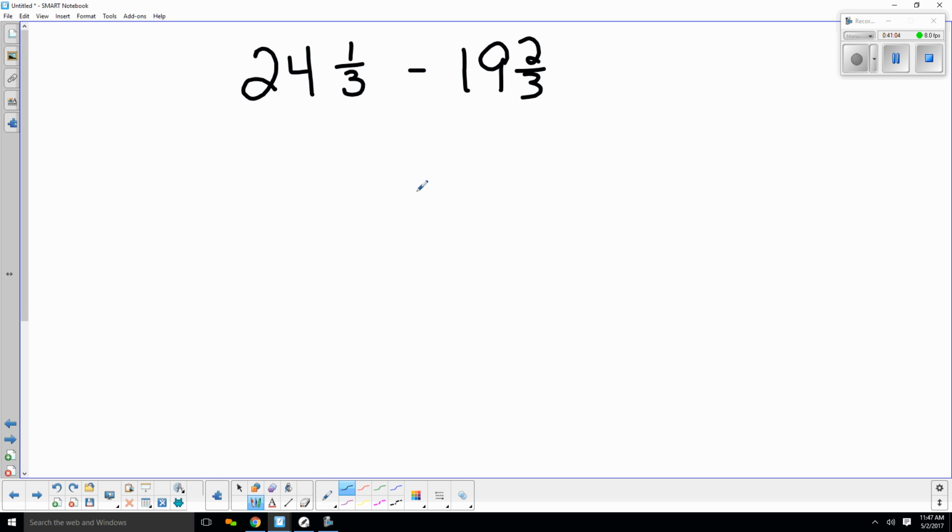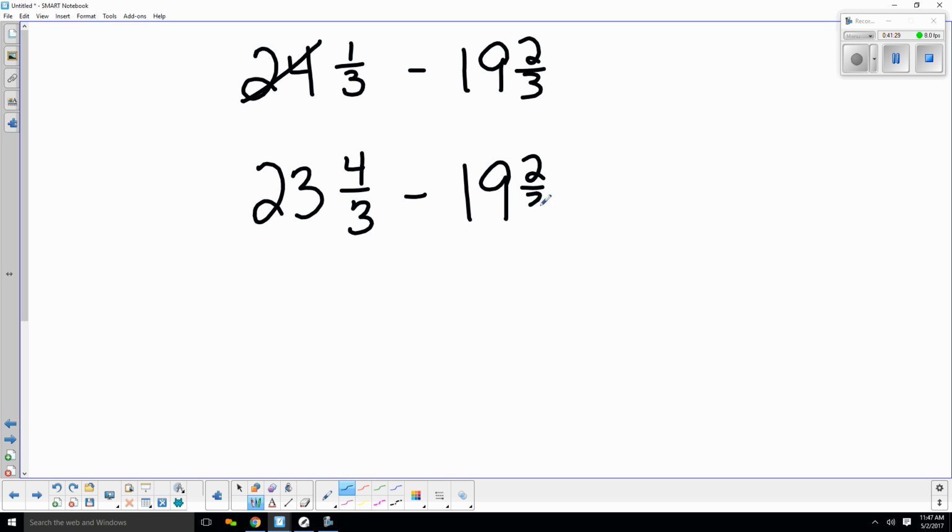So I'm going to subtract. Now, I do have a common denominator, but I cannot go 1 subtract 2. So at this point, I need to borrow from my 24. When I borrow from the 24, he comes down 1. And then I take this bottom number and add it to my top ones. So that becomes 3 plus 1, which is 4.